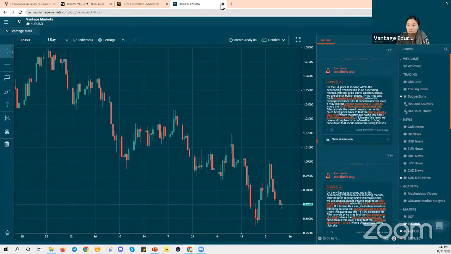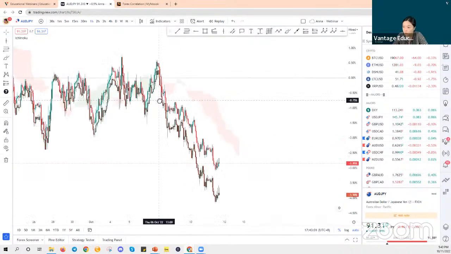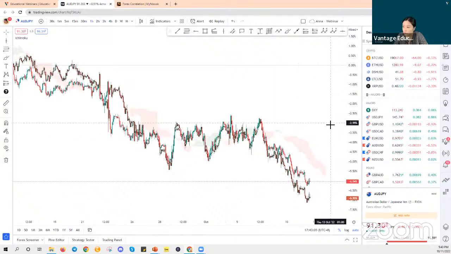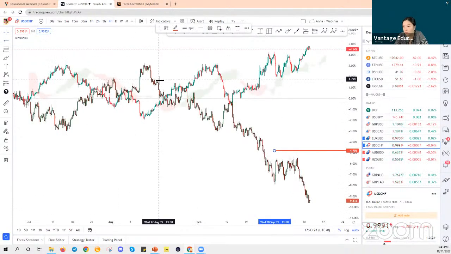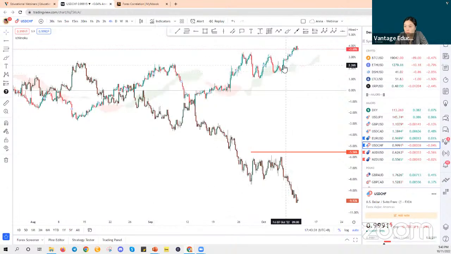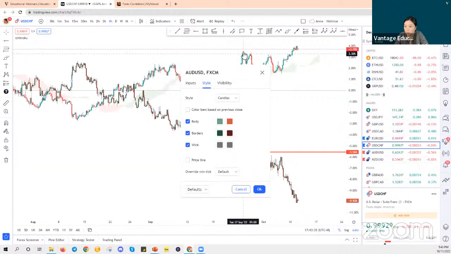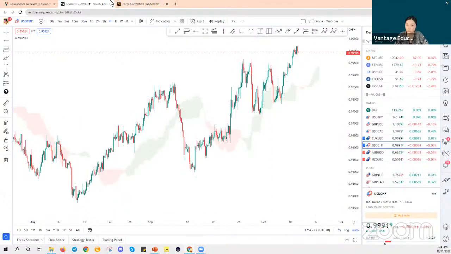Okay, now I'll move on to my live chart. So let's take a look at how we can use correlation to trade, right? For example, this is too correlated, I don't think I can use this. How about this? Let me see, maybe I can use this as an example. So this is USD CHF, let me delete one second. Okay, USD CHF, and let me add Euro USD.